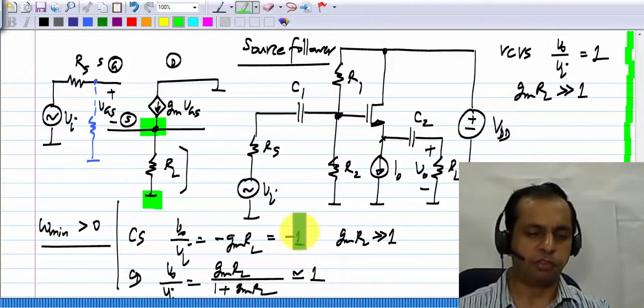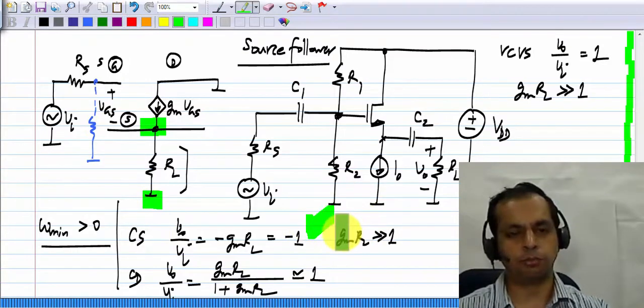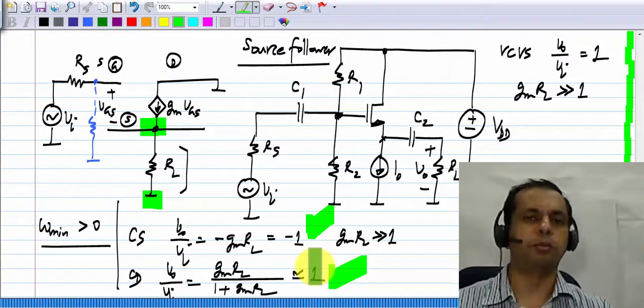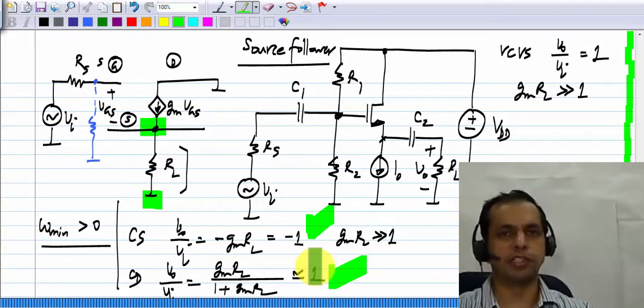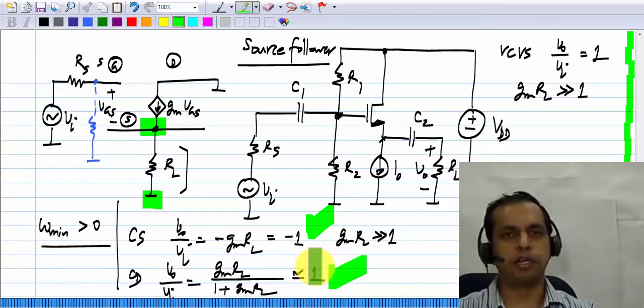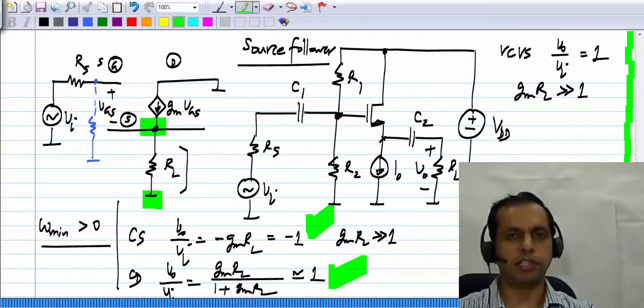So there is a qualitative difference between the common source amplifier, which has no feedback, and a common drain amplifier which has feedback. The circuit with feedback, the common drain amplifier, is much less sensitive to the load and source conditions as well as the operating point and the small signal parameters of the MOS transistor. Okay, so this is a very important distinction.